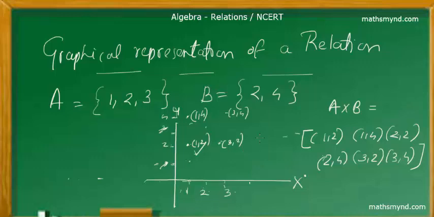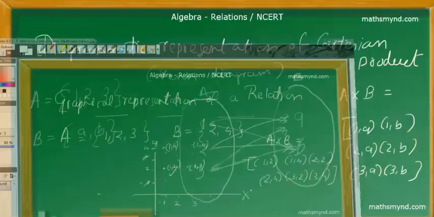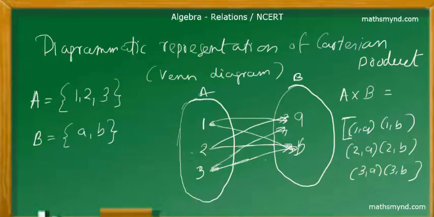Now we can represent the Cartesian product in another form also, and we have already seen it in a previous discussion. So it's in a Venn diagram format, and it's very simple. And once again, to make the whole idea clear, I have chosen two simple sets. That's set A having elements 1, 2, and 3, and B having elements A and B.